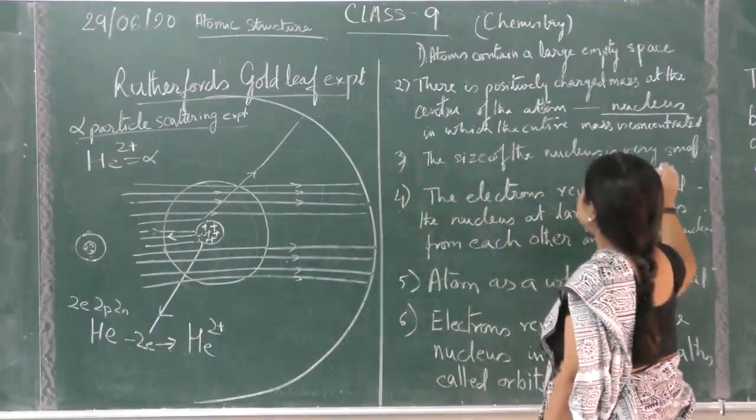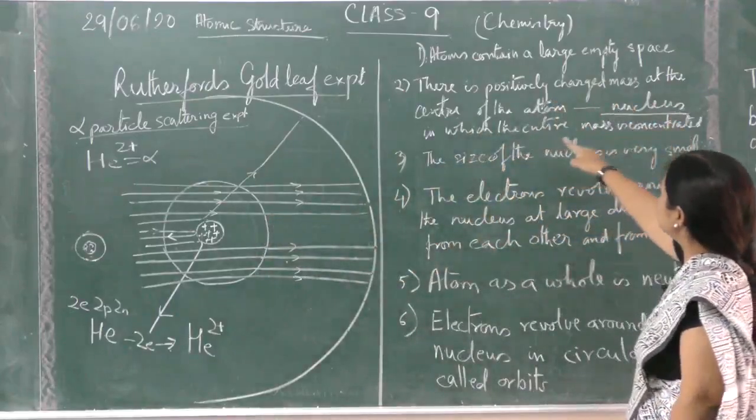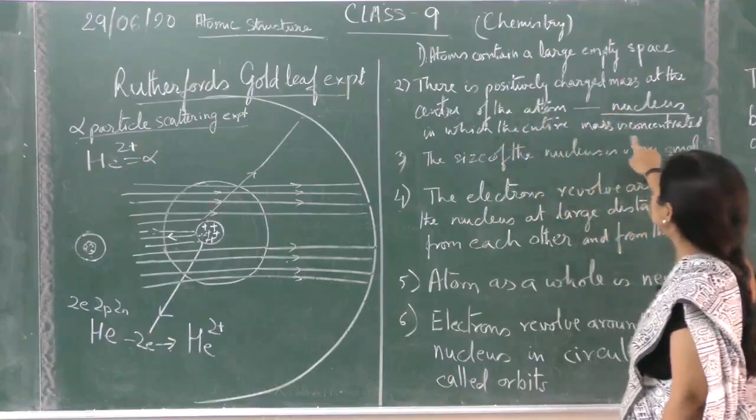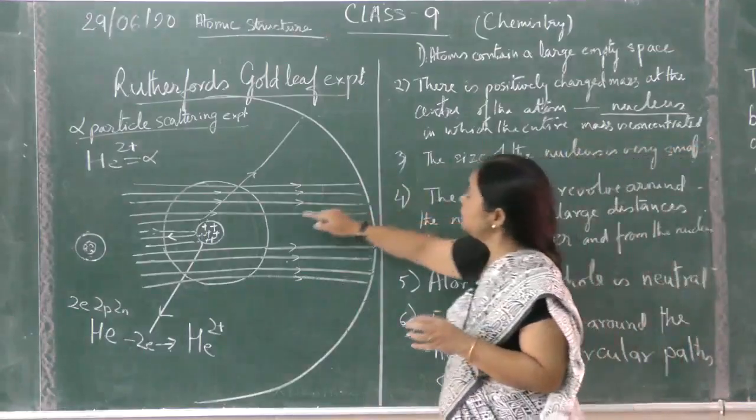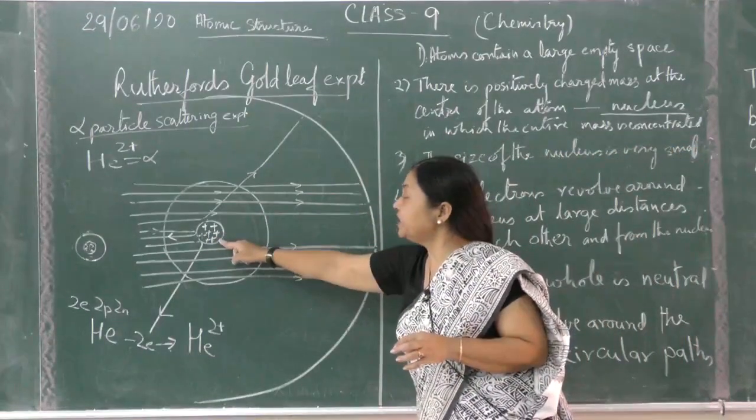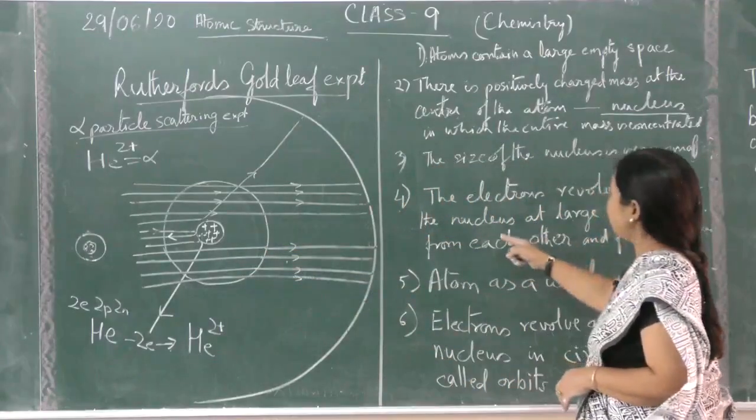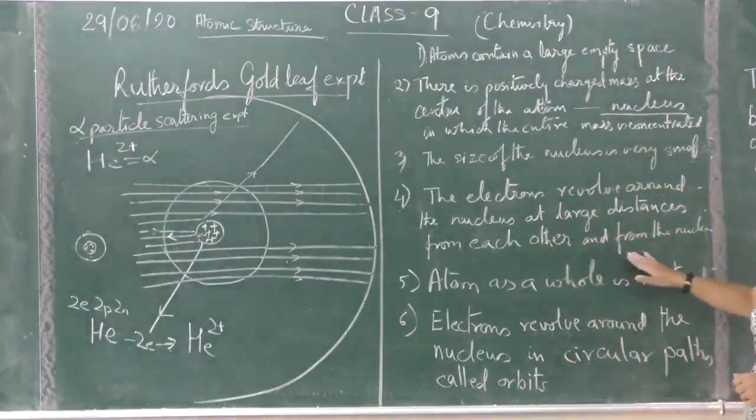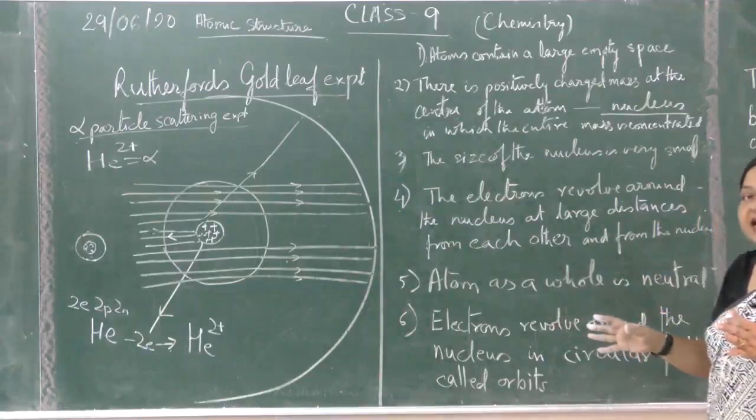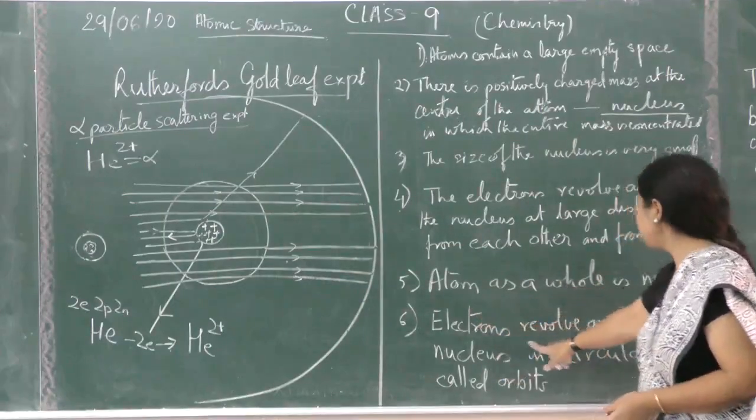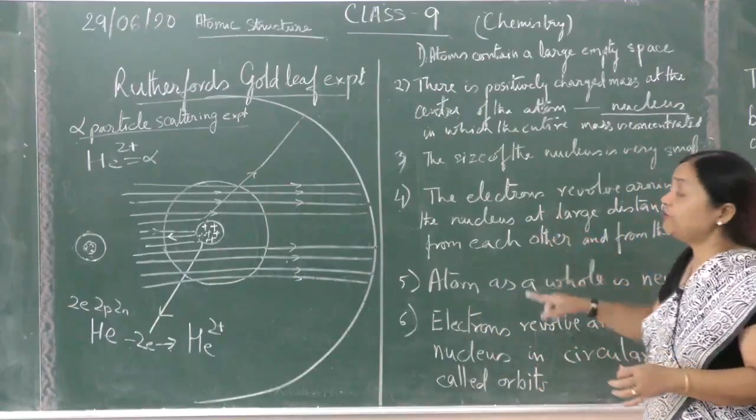So the size of the nucleus is very small, and the positively charged particles are at the center, in the nucleus, where the whole mass is concentrated. So it is a concentrated, positively charged, small mass. The electrons revolve around the nucleus at large distances from it and from each other, and they are continuously revolving. Next, electrons revolve around the nucleus in circular paths called orbits. They are in a state of continuous motion.